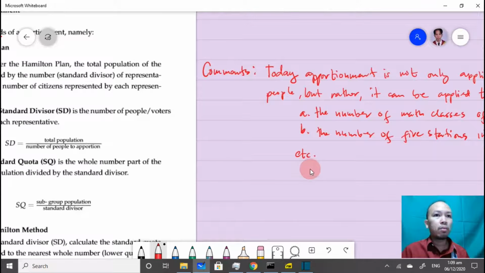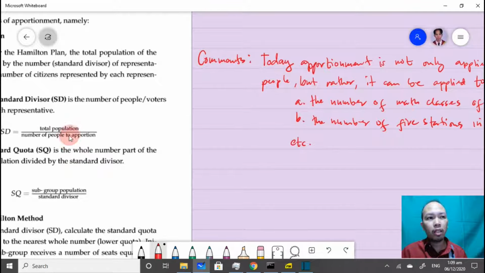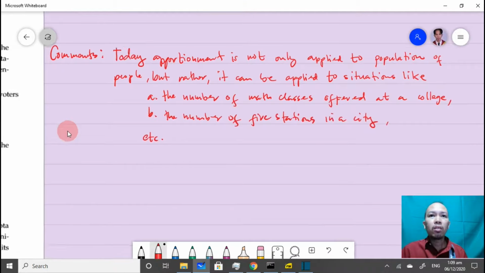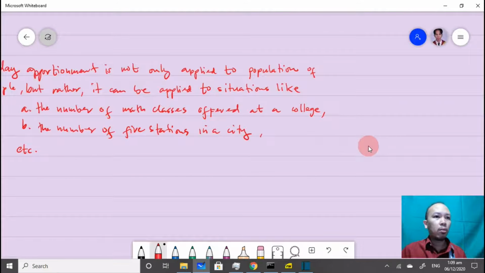As you can see here in the denominator, maybe you would ask yourself that it should be a number of people, a population, but rather it can be applied to situations like the number of math classes offered at a college, or the number of fire stations in a city. So let's try to elaborate this one, letter A. The number of classes is your denominator, and at the college, maybe the number of students.